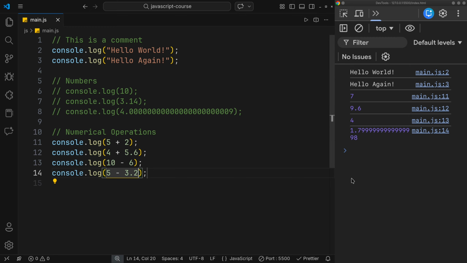Hit save. As you can see, we are getting something like this. And once again, that floating point precision error is happening here, right? So that is why this sort of operation is not that good with JavaScript.